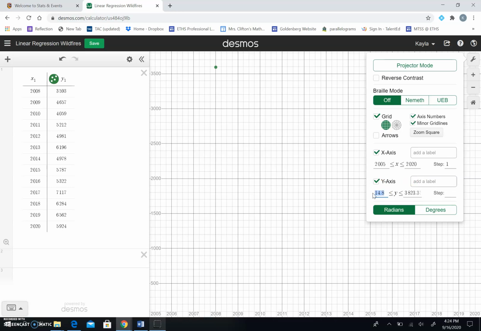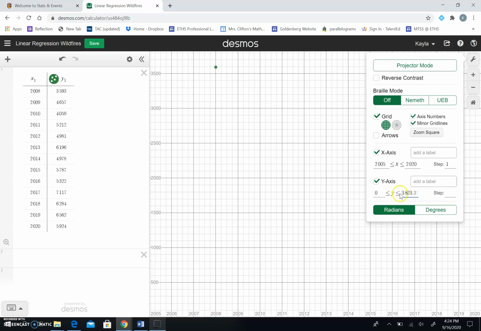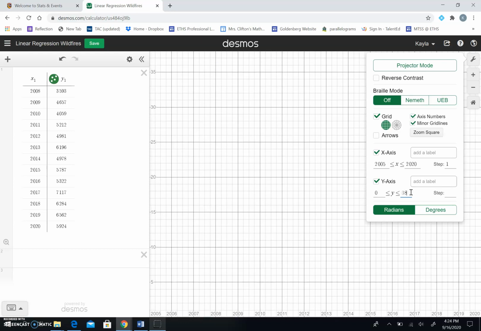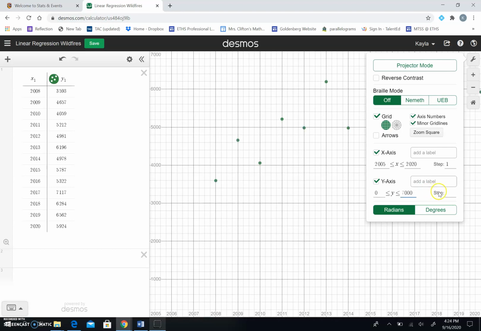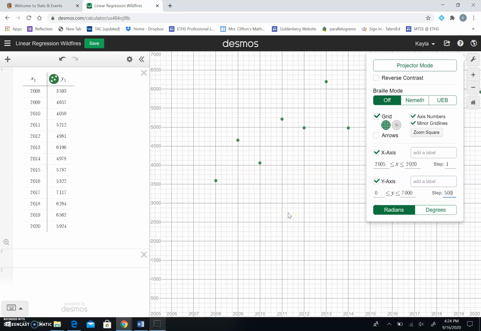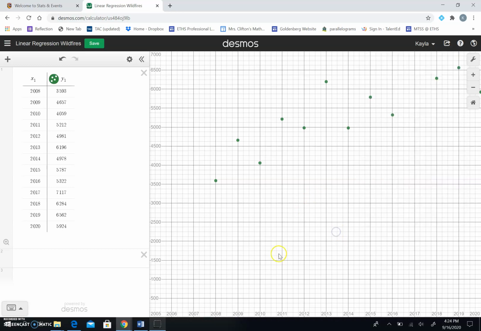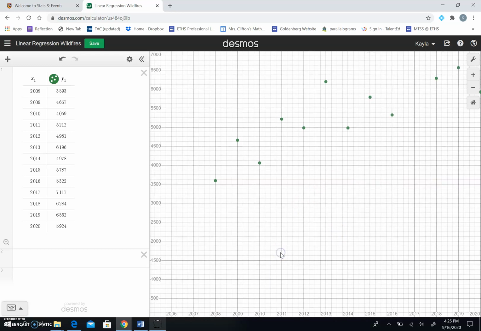I'm going to make my y-axis. I'm noticing that it's going up pretty largely, so I'm going to make it start at, let's try 0. I'm going to maybe make my step a little bit different. I'm going to go up to, it looks like my upper limit might be, I'll put 7,000 is close, and I'm going to make this step maybe like, let's see, if I make it 500, that might be able to see it a little bit better. So it looks like now I can really nicely see my data, which is great.